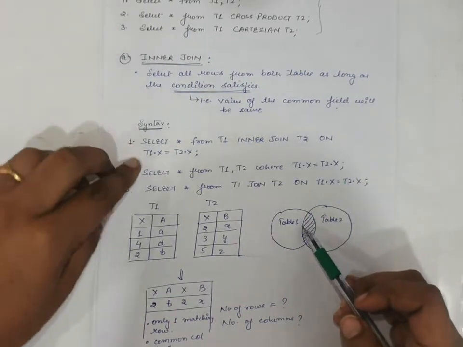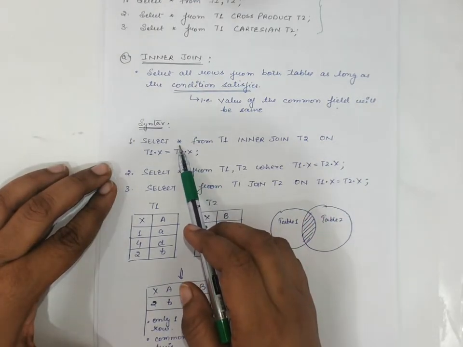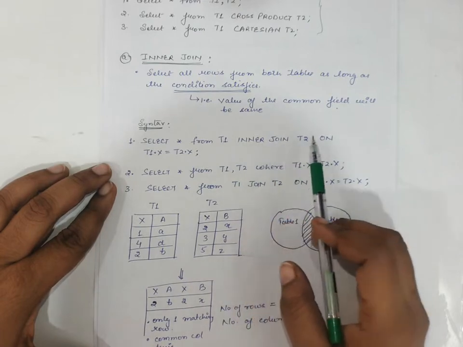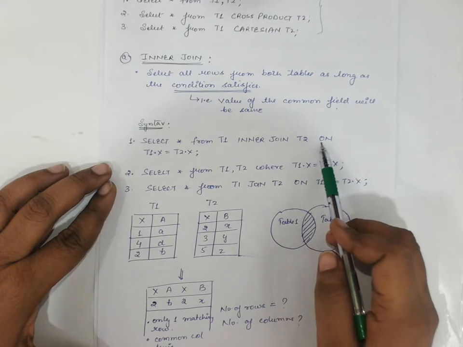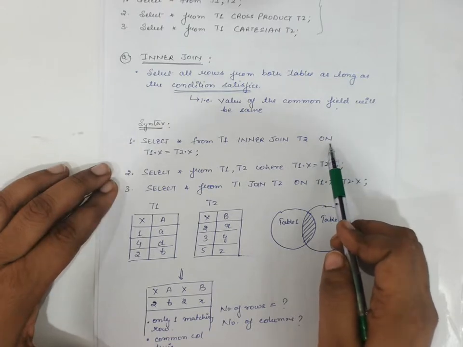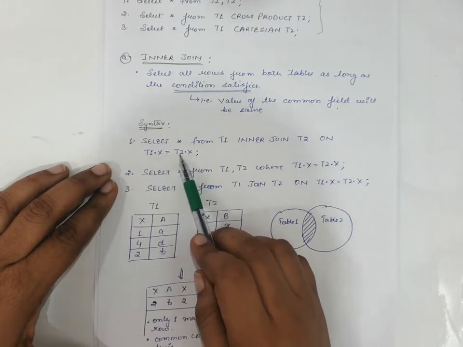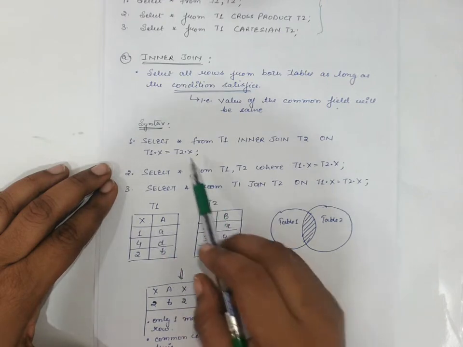So the syntax for doing the inner join is select star. You can either perform star, or similarly, you can put the specific attributes for the selection from table 1, inner join table 2. While you are performing the inner join, you are going to put the matching column condition with the help of the ON clause, rather than the WHERE clause: table 1 dot common column equals table 2 dot common column. Here column X is common in both the tables, that's why I am keeping X here.